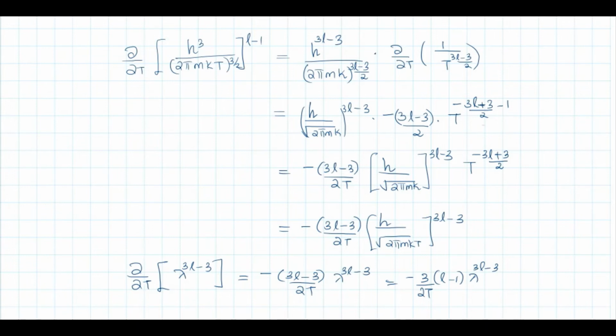Multiply with a T and divide with a T. So this T raised to minus 1 will go, and the denominator will have a T. So this is minus (3L minus 3)/(2T), h/√(2πmk) raised to 3L minus 3, and this becomes T raised to minus (3L minus 3)/2. So you can take this quantity into this bracket, that will give you minus (3L minus 3)/(2T) into (h/√(2πmkT)) raised to 3L minus 3. So that is nothing but minus 3/(2T) into (L minus 1) λ raised to 3L minus 3.